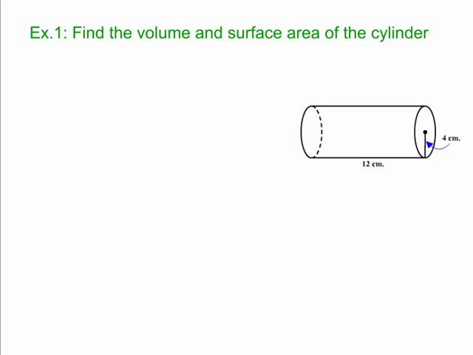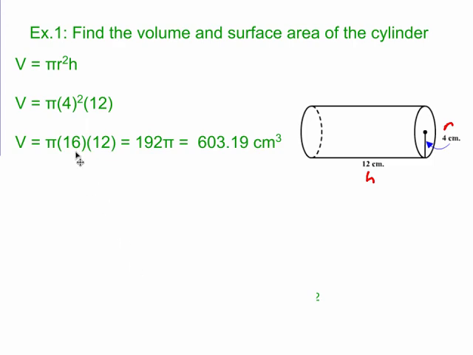So let's take a look at an example. We need to find the volume and surface area of this cylinder. I've got my circular base, and 4 is the radius of that base. And then my height is the distance between the two bases, and that is 12 centimeters. Let's find the volume first. Volume is pi r squared times the height. Substituting in my values, r is 4, h is 12, and 4 squared is 16. So I'm going to do pi times 16 times 12. That's 192 times pi, or roughly 603.19 centimeters cubed.